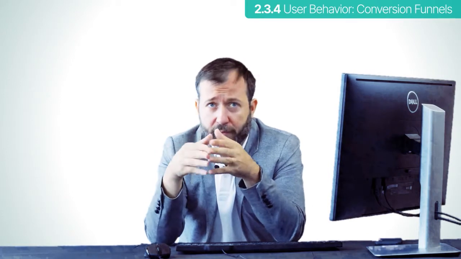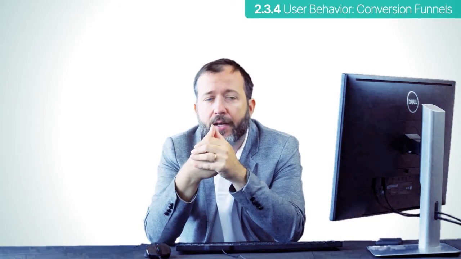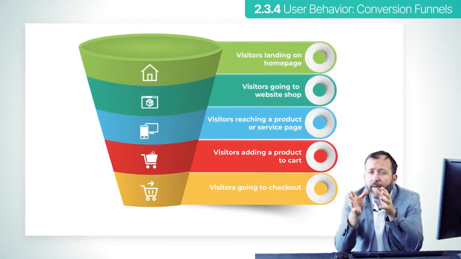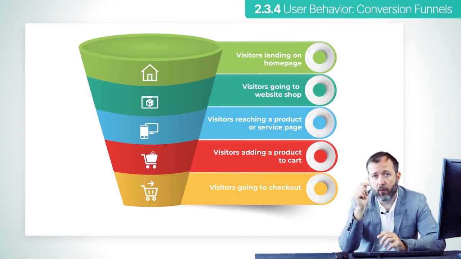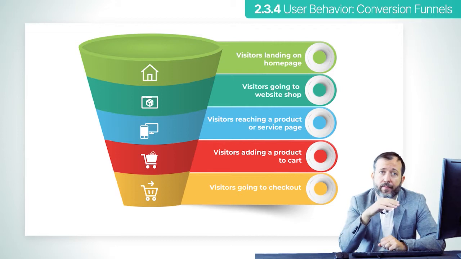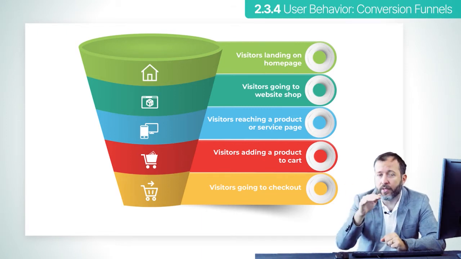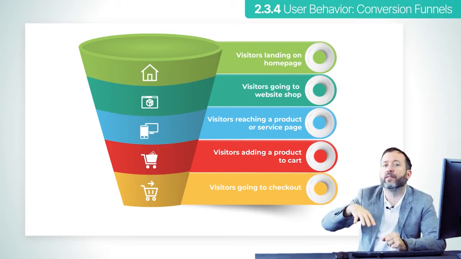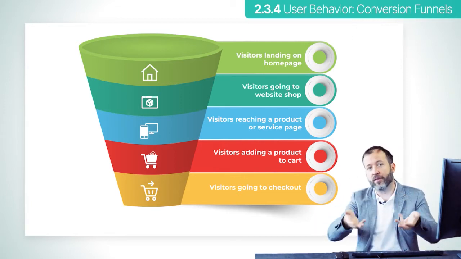Before using the conversion funnel tool, you will need to think about how to set it up, according to the path your users would commonly take on your website in order to reach a conversion. A simple example would look like this. This one consists of 5 steps. Visitors landing on the homepage. That's where we start, the first step. Then, visitors going to the website shop. Visitors reaching a product or a service page. Visitors adding that product to the cart. Visitors going to checkout. So you see there are five steps between the moment users enter the website and the time they reach the checkout page, which is the conversion page.